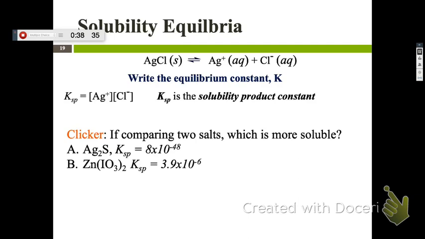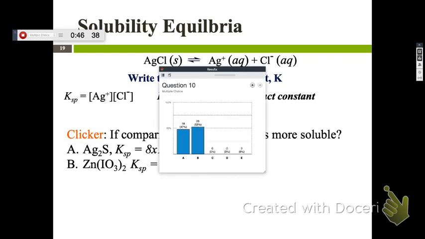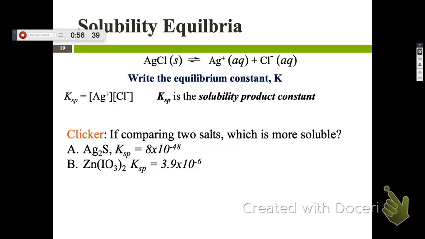All right, success. All right, so find someone that answered the other way from you. Try to think about it. What does that K mean? And try to figure out why one of these is more soluble than the other. By a lot. You all said the same thing, so turn around and talk to them. Come on.